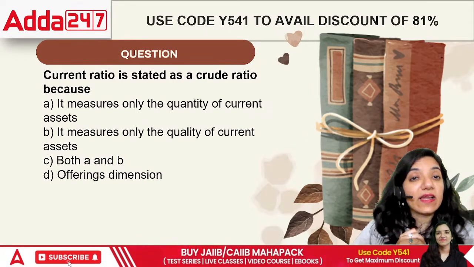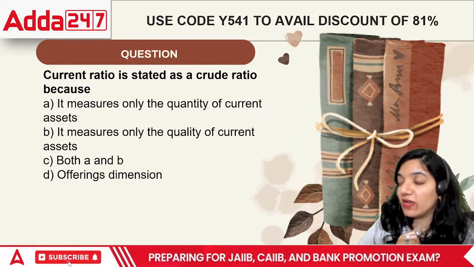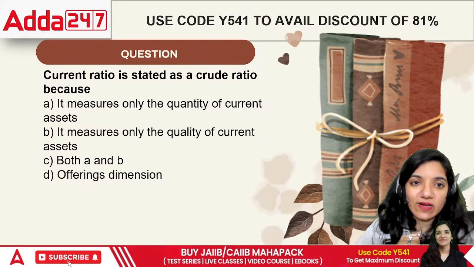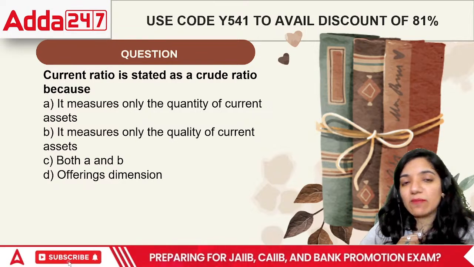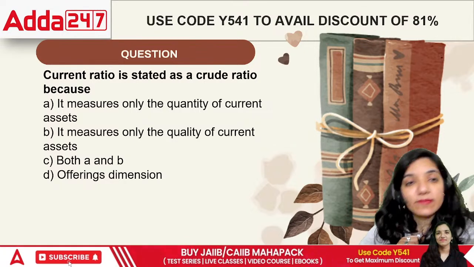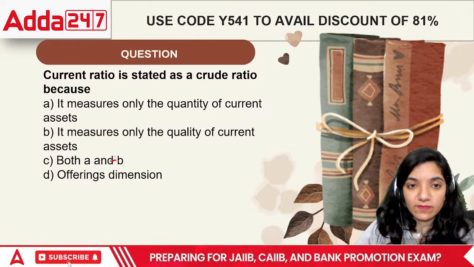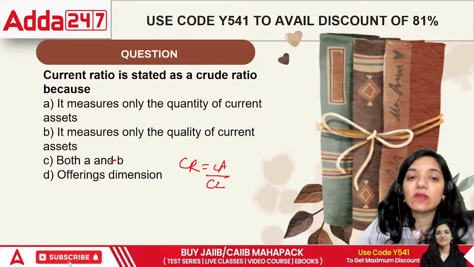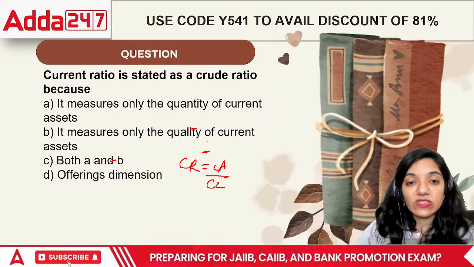Next point, the current ratio is stated as a crude ratio. Why do we specify the current ratio to be a crude ratio? It measures only quantity of current assets, it measures only the quality, both A and B, or all of the above. The formula for current ratio is basically CA upon CL. The ideal ratio is basically 2 is to 1.